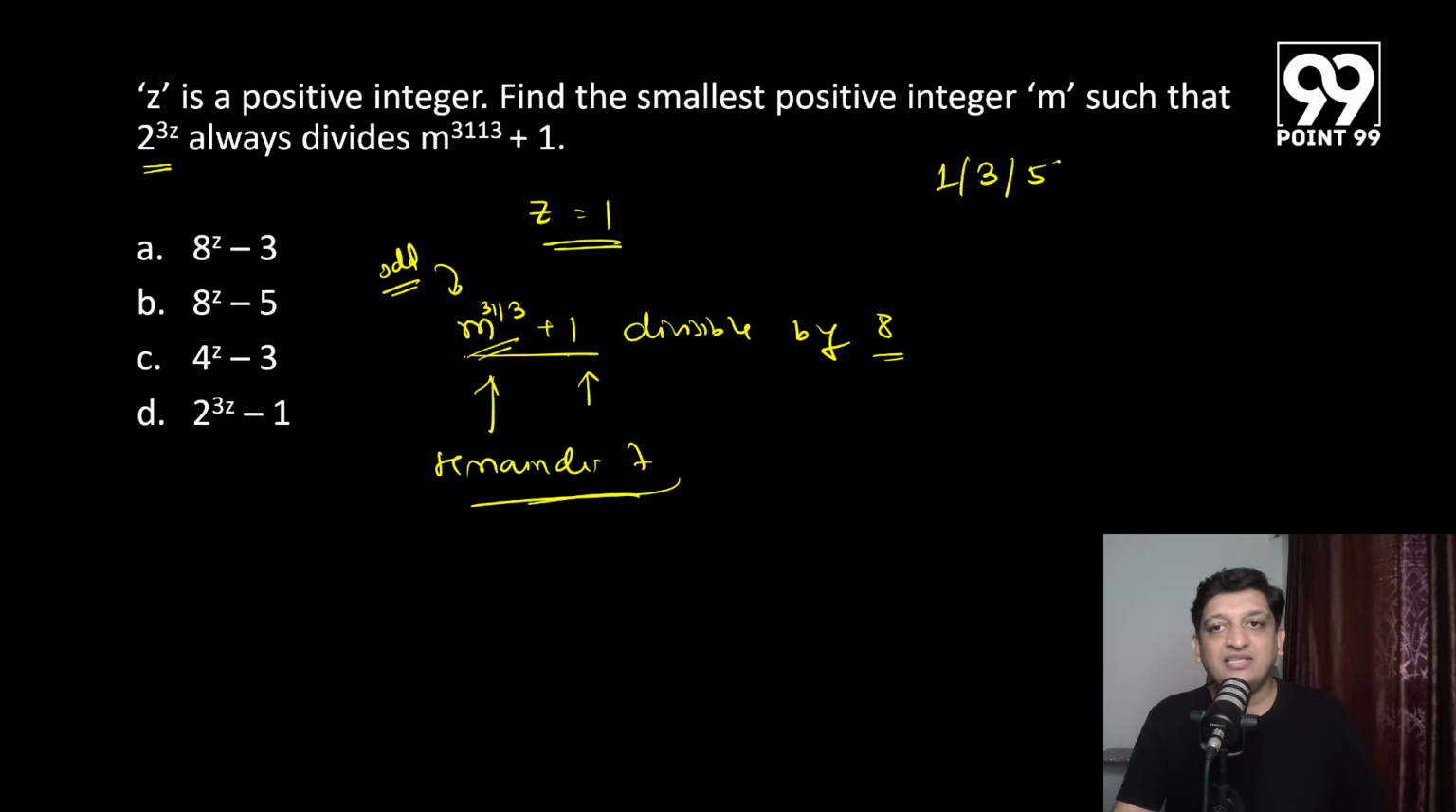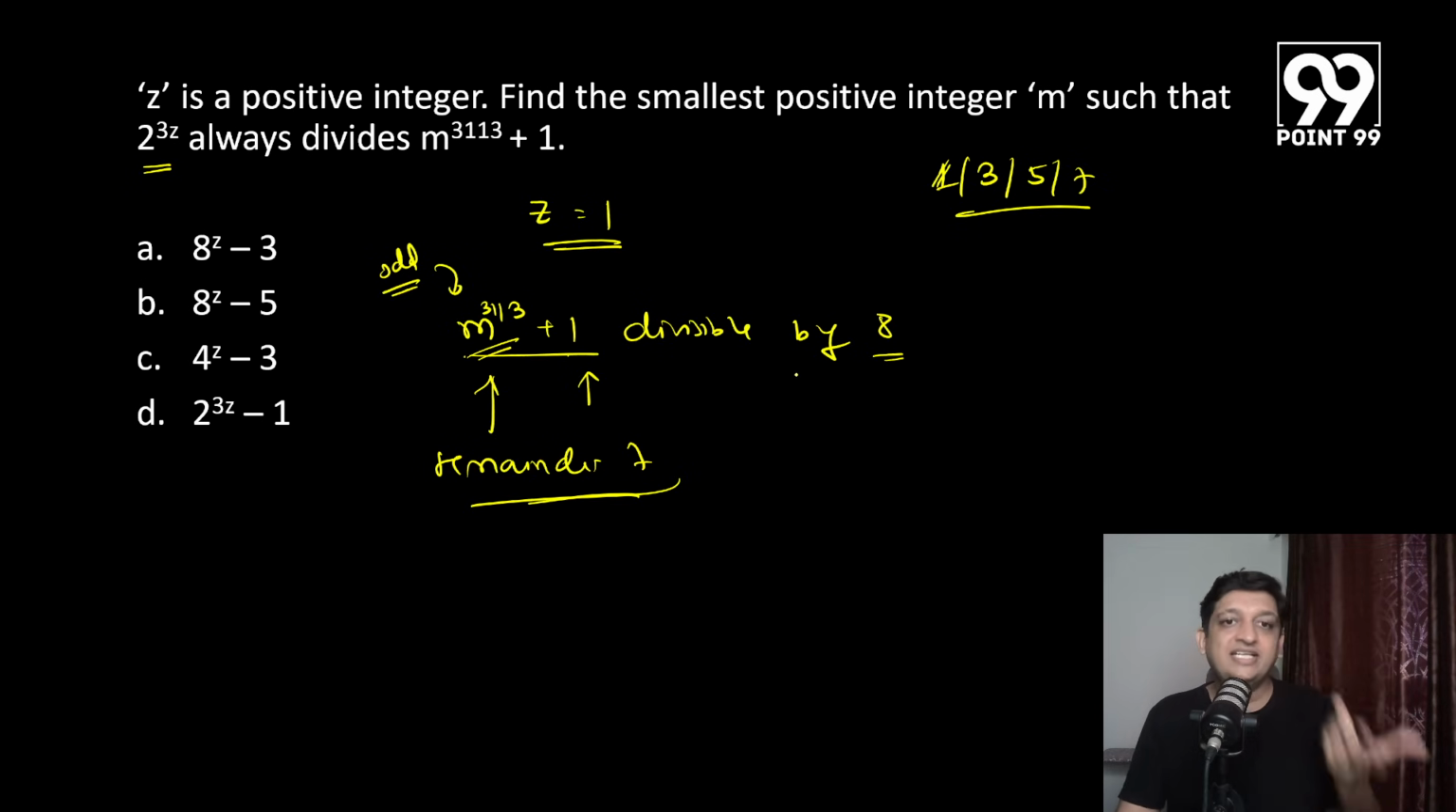Now if I look at 1, 3, 5, 7, 1 obviously is not going to be possible. What about 3? 3 raised to whatever divided by 8 is never going to give me remainder 7 because the remainder has to be less than the divisor. So it cannot really give me remainder 7 if the number itself is 3.